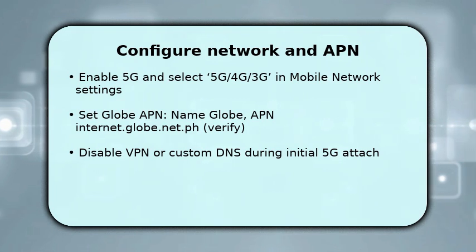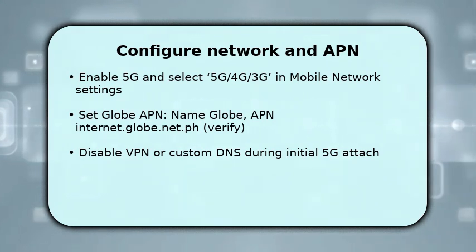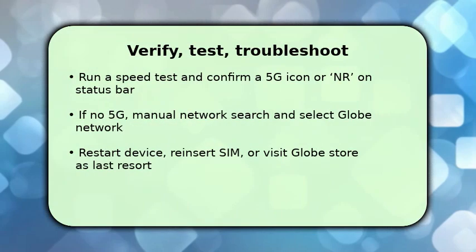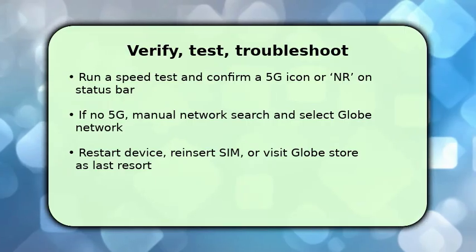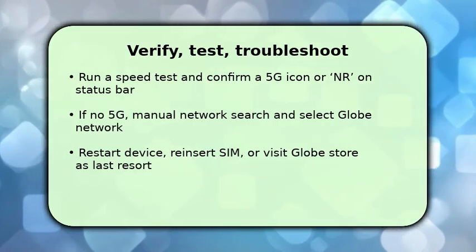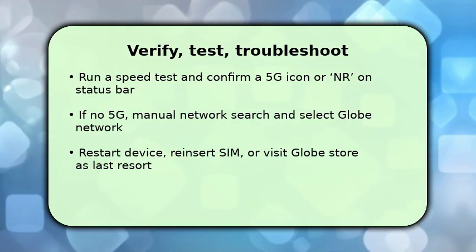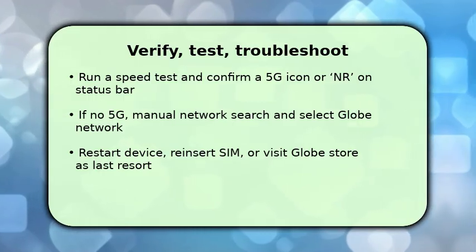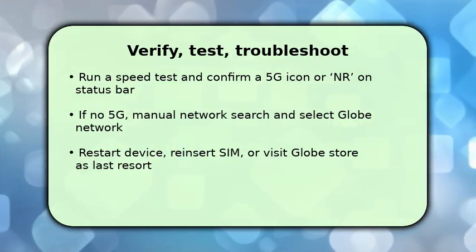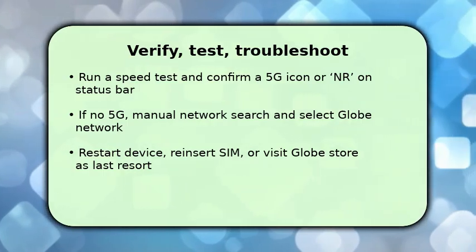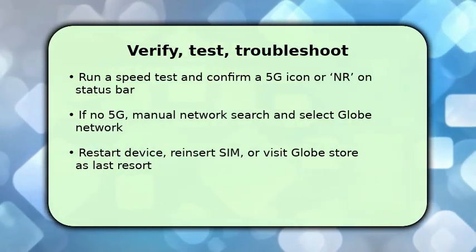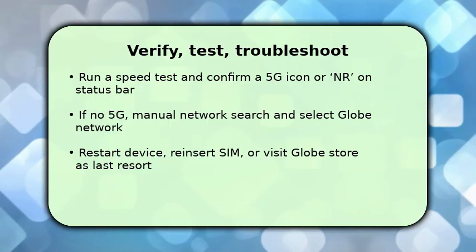Finish by verifying live connectivity. Look for the 5G or NR icon and run a speed test to confirm throughput. If you don't see 5G, manually search networks and select Globe, then reapply the APN and toggle mobile data off and back on. If problems persist, restart the phone, reset the SIM, or test the SIM in another 5G phone. These isolate device versus account issues.